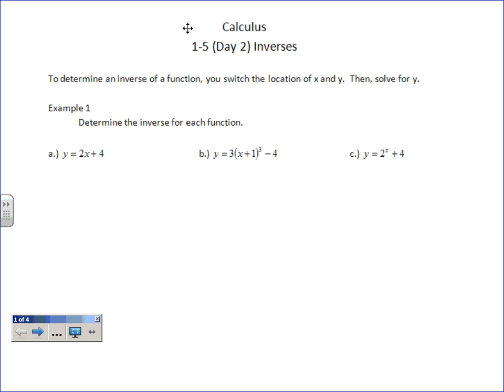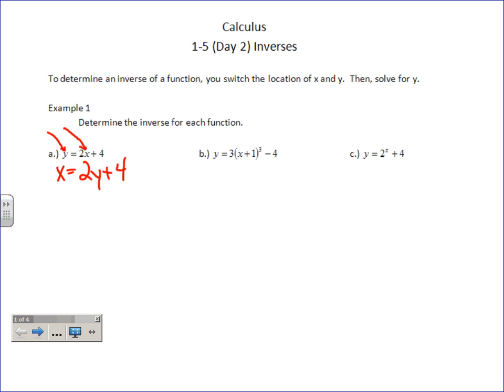So as it says right there, to determine an inverse of a function, you switch the location of x and y, then solve for y. Everything else stays where it is when you do the switching of x and y. So on letter A here, you notice x was right there and y was right there. What we're going to do is switch their location. And everything else stays. The 2 and the 4 are going to stay. So there was a y, so I'm going to turn it into an x. That x is going to become a y.